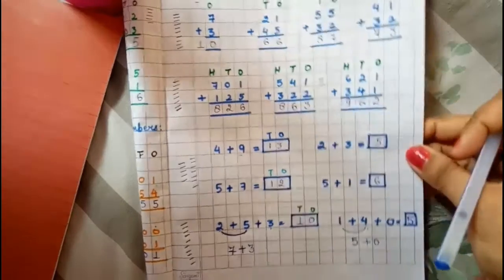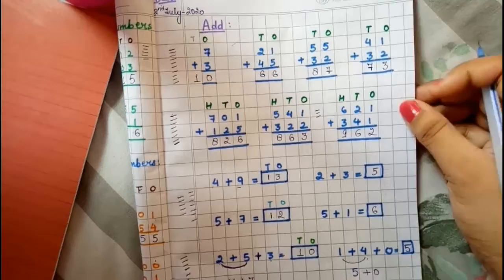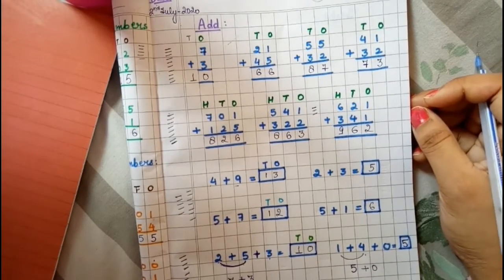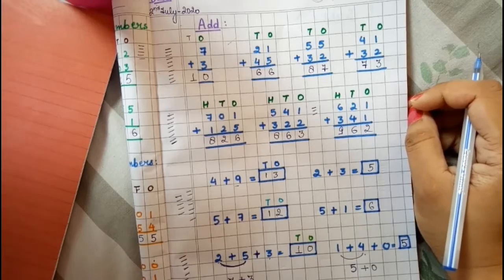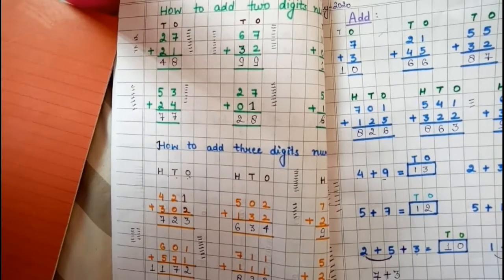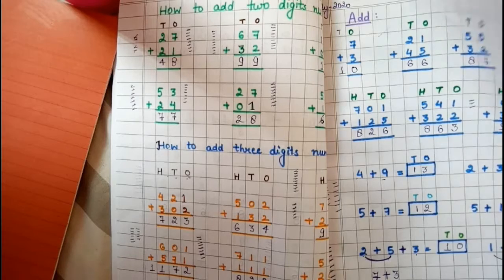So here is the answer. I hope aap sabhi logo ka sahi hoga. Very good. Now you people know how to add single digit numbers, double digit numbers, 2 digit numbers and 3 digit numbers. Now in the next class we will learn how to subtract.